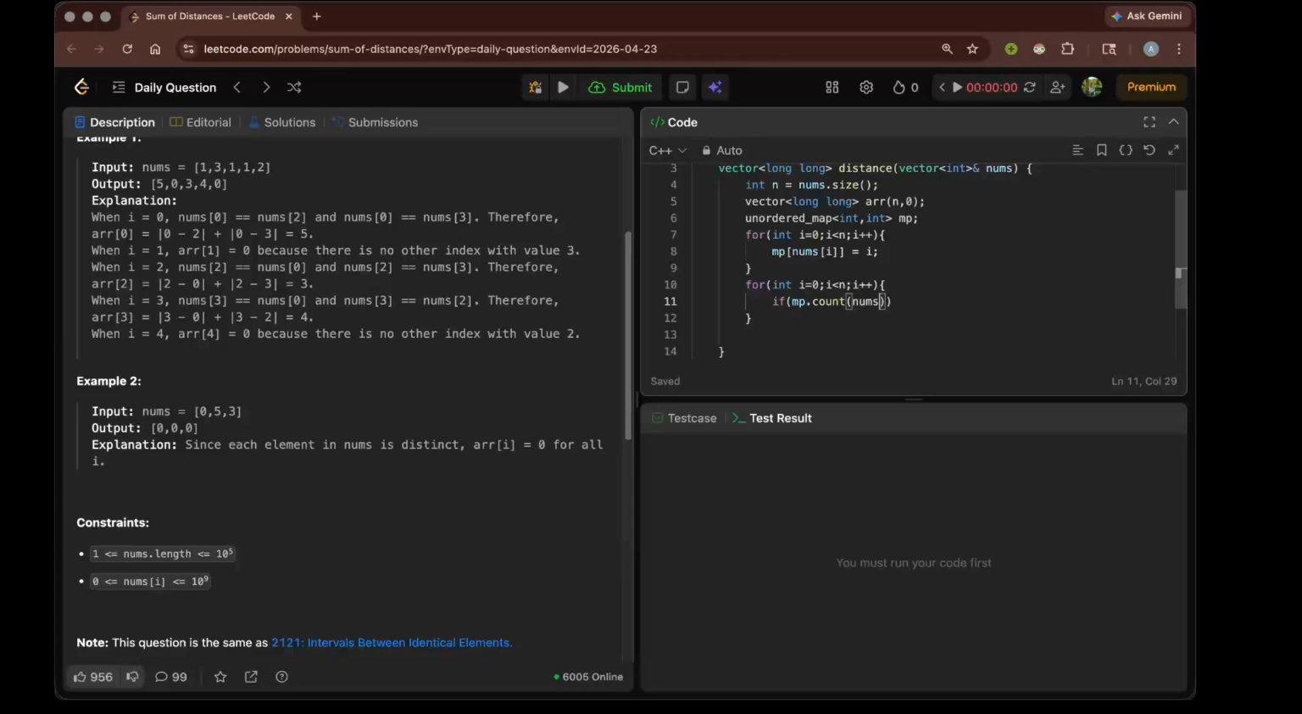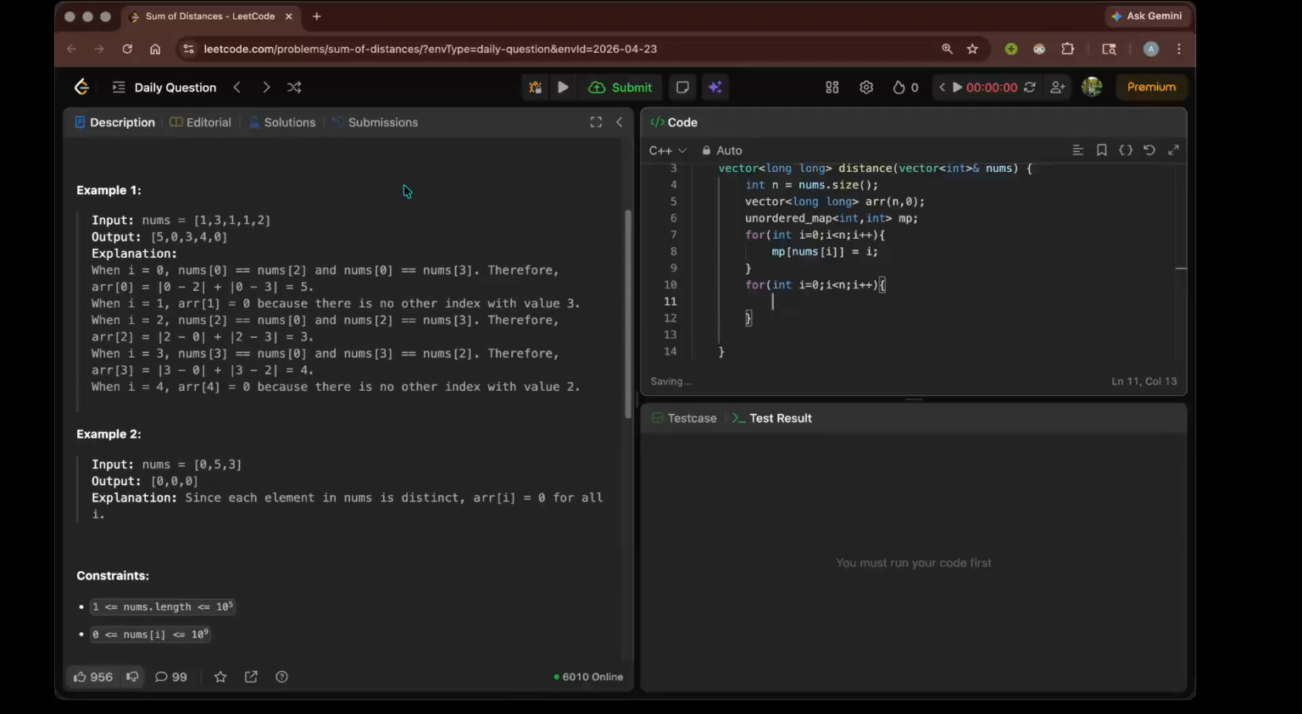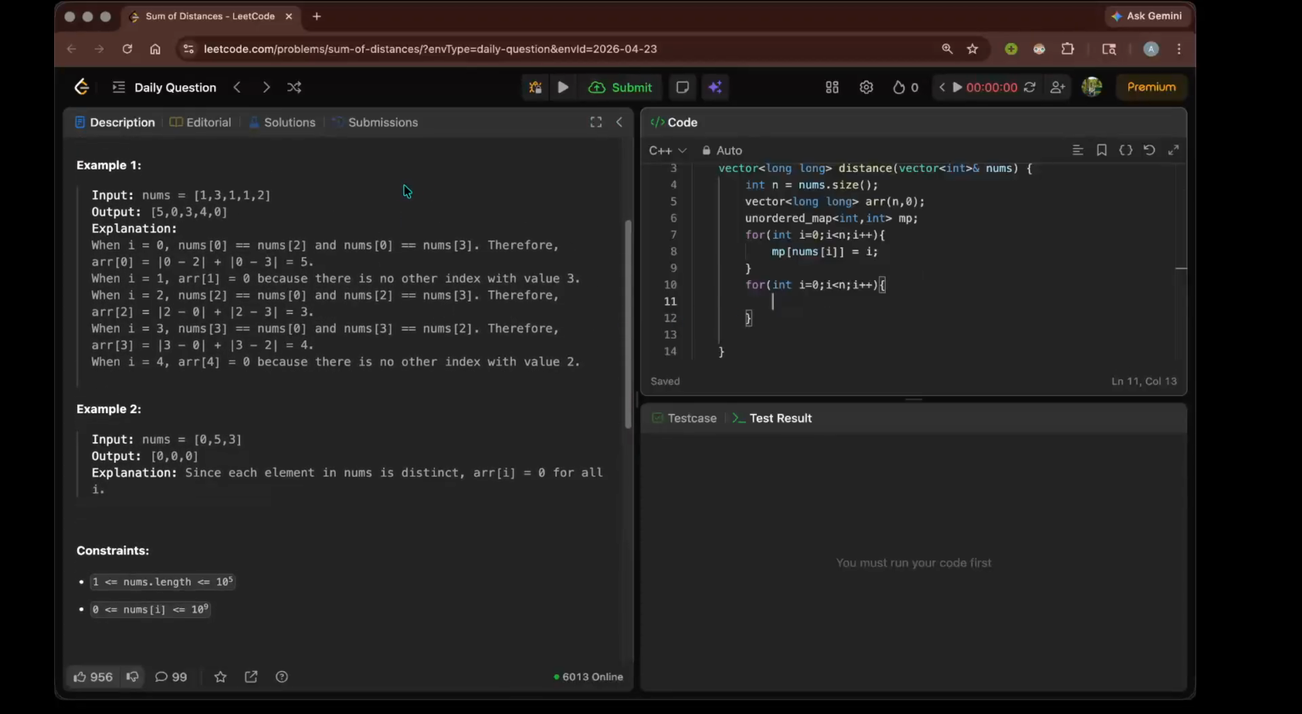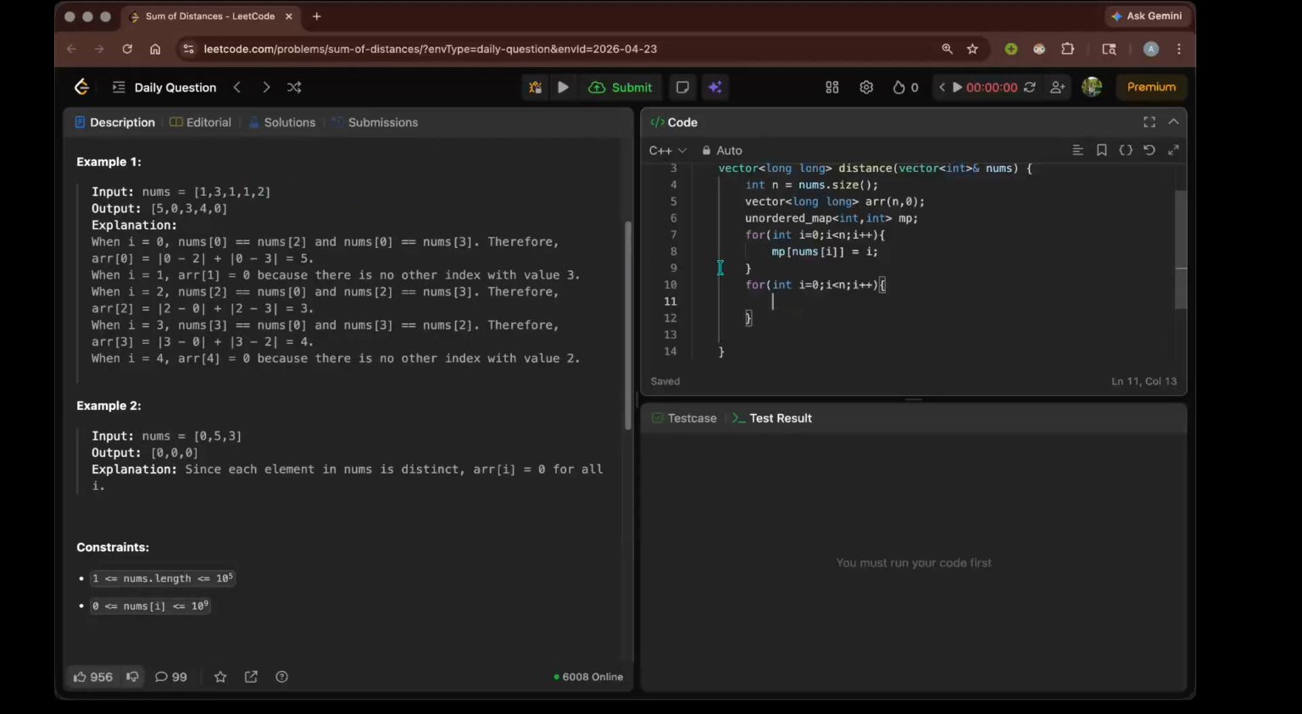Wait. Yeah, it makes sense. It will be found now because we have pushed it. There is no such index, it would be zero. So 3 minus 3, okay, makes sense. But it should store a vector of int.